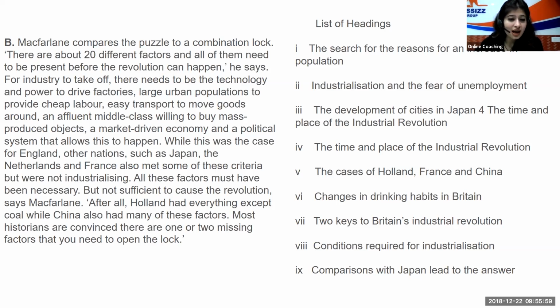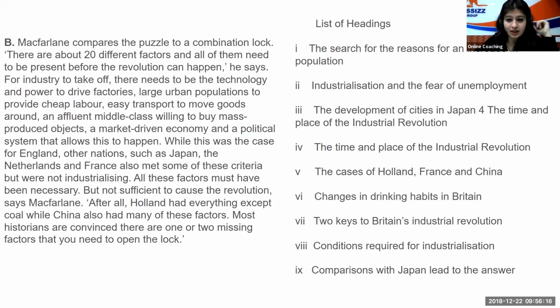Actually, I can see some examples of these factors. I can also see countries. I think I can see Japan. I can see Netherlands. I can see France. I can see Holland also. So okay, I have two close answers here now.